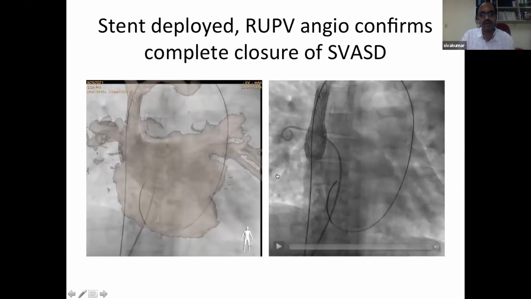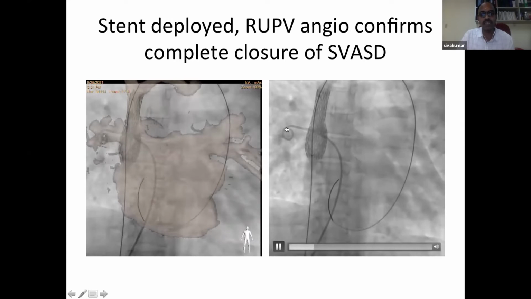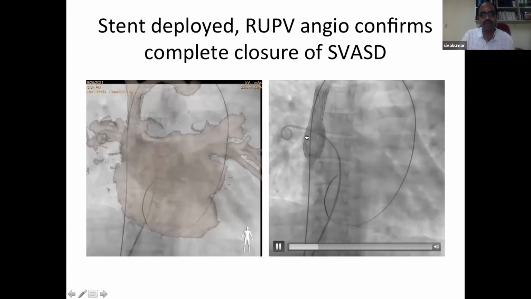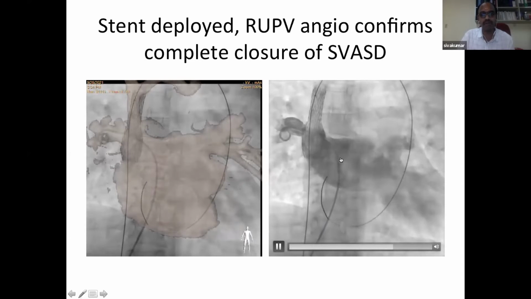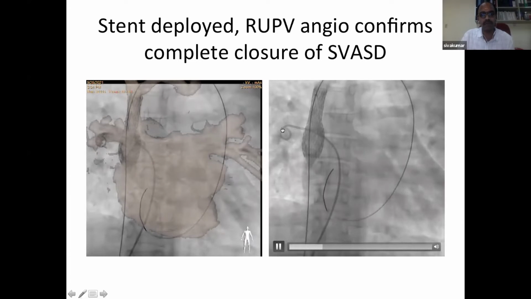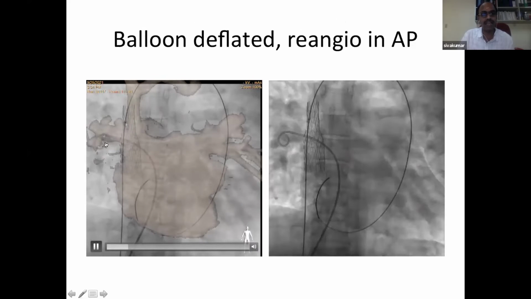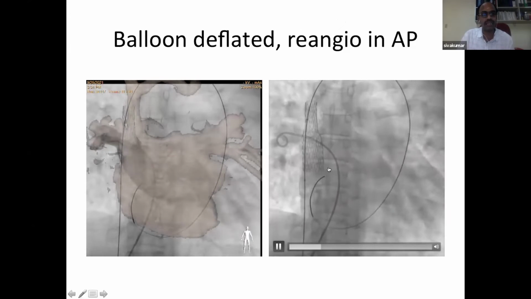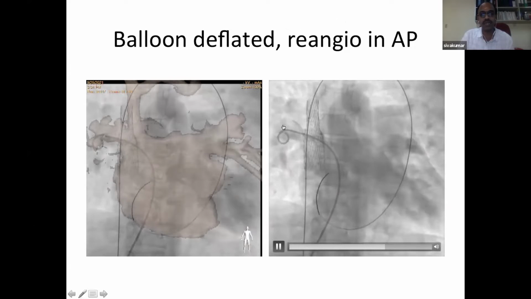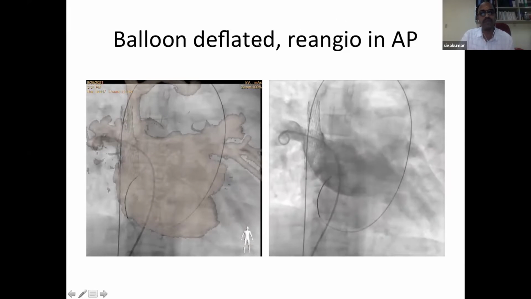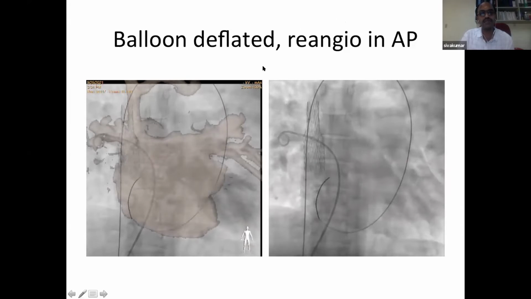We recheck now. And when you do the rechecking, we are able to appreciate the right upper pulmonary vein fills only the left atrium, which means the sinus venosus ASD is completely occluded. The right upper pulmonary vein pressure is not increased. So the fusion is actually running parallel. So this is the fusion image. This is the real image. And here you can appreciate the whole of the right upper pulmonary vein getting committed towards the left atrium. So this is what is heart navigator.